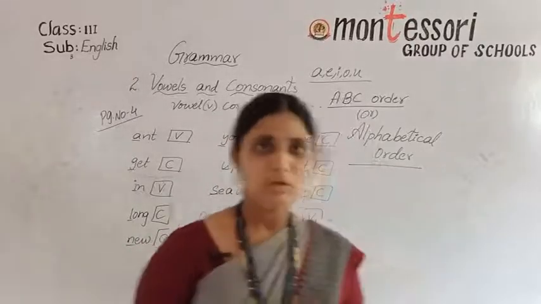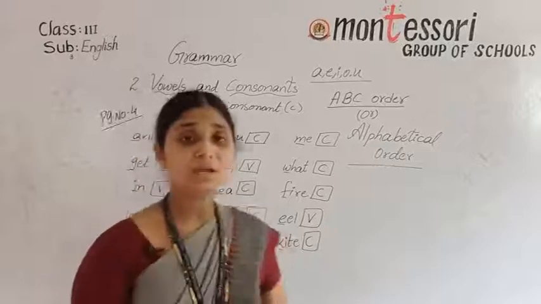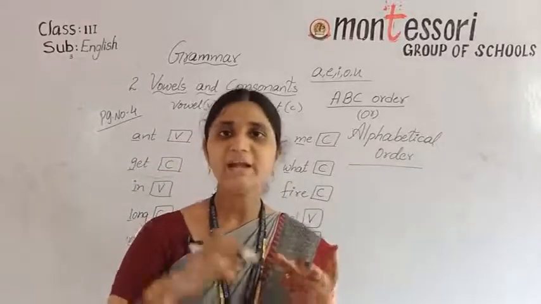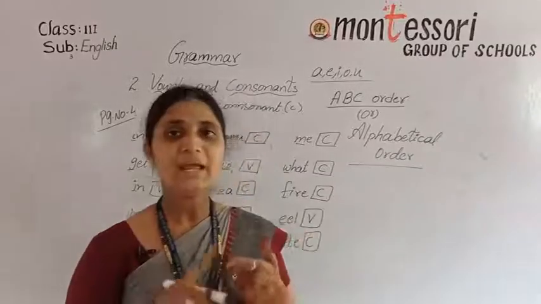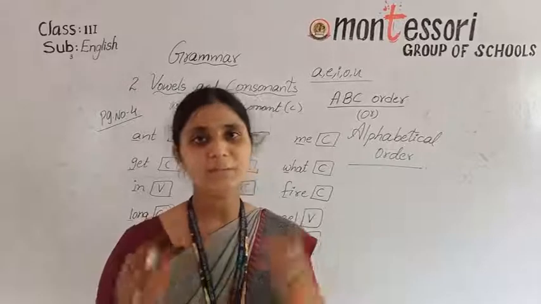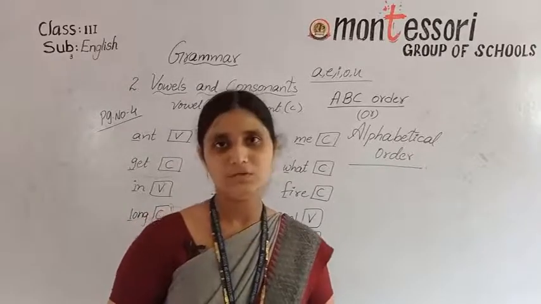Okay, now these 26 letters are classified into two forms, vowels and consonants. A, E, I, O, U. These 5 letters are vowels and the remaining 21 are consonants.